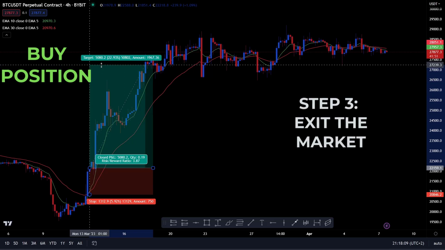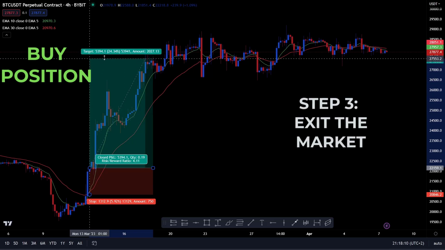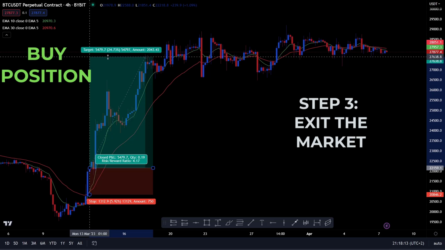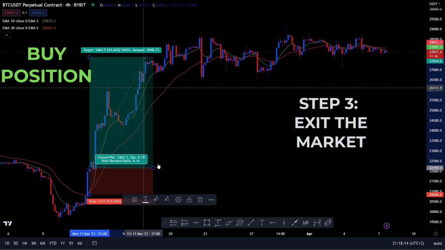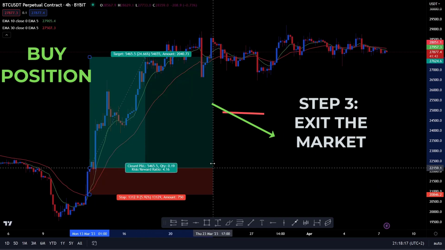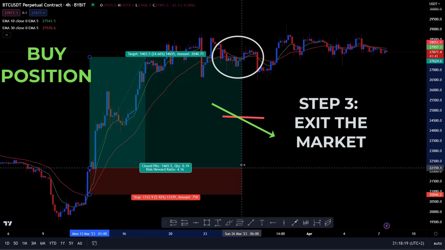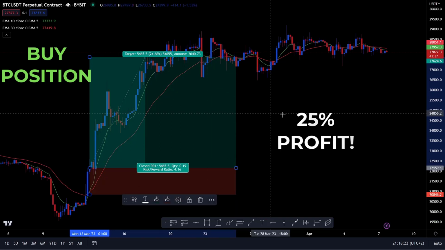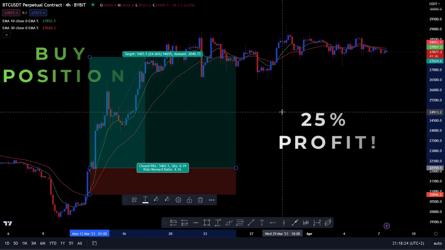Step 3. Exit the market. We entered the market when the red and green line intersect with each other. To exit, we wait for the same thing happening, but the other way around. This means we wait for the green line to now cross the red line in a downwards manner. As soon as this is confirmed, we exit. In this example, we banked a nice profit of almost 25% in a period of over 2 weeks.